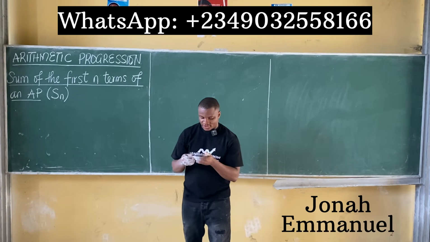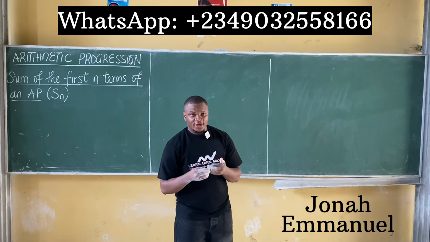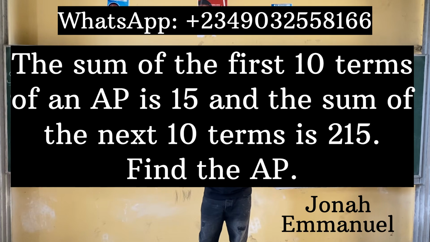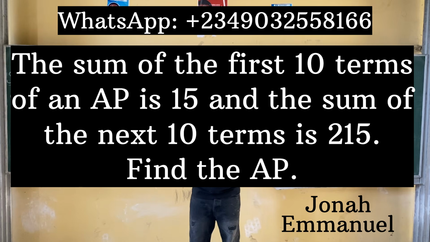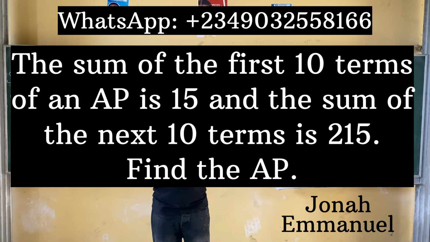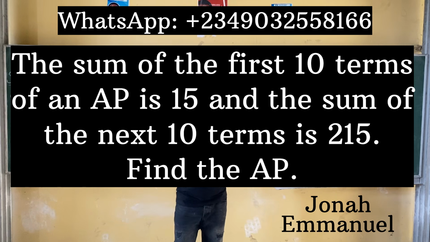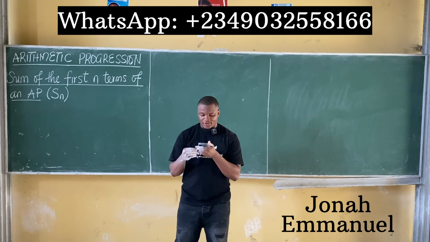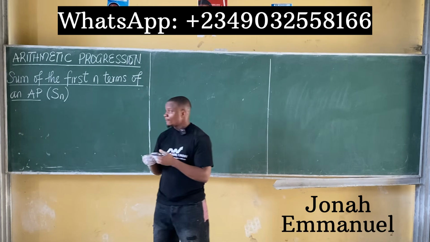Let's look at this question on AP. The question here says the sum of the first 10 terms of an AP is 15 and the sum of the next 10 terms is 215. Find the AP. So that's the question. So how do we solve this particular question?